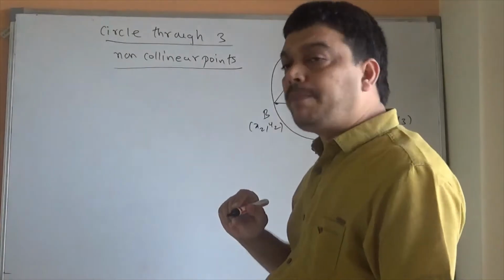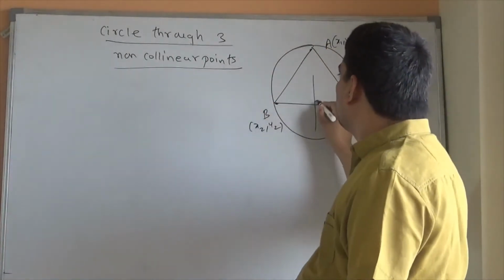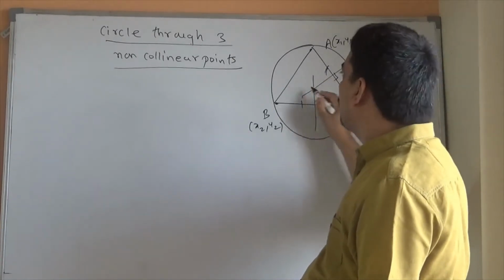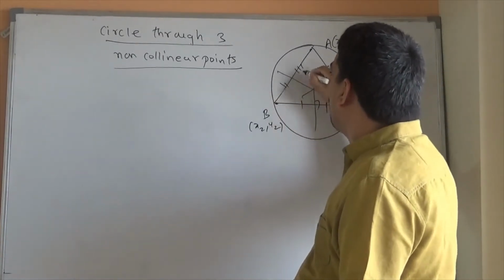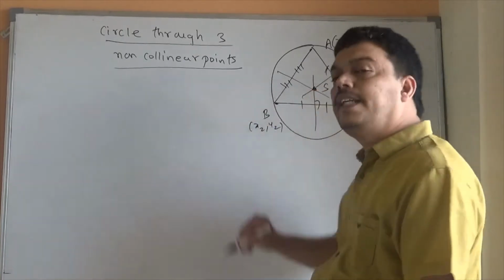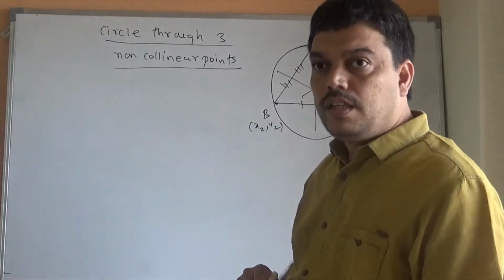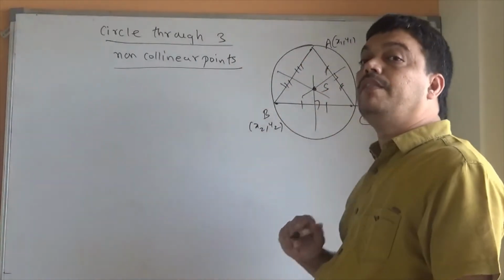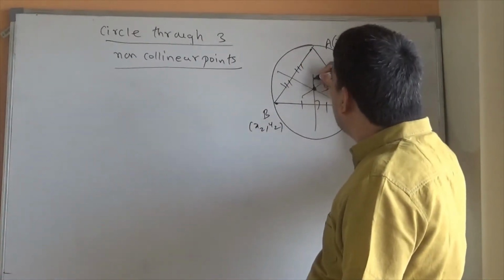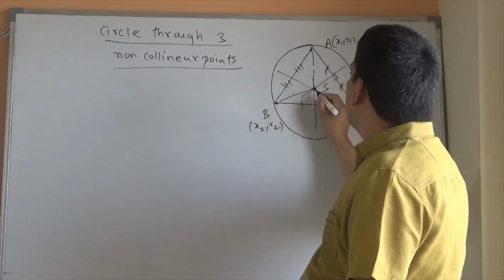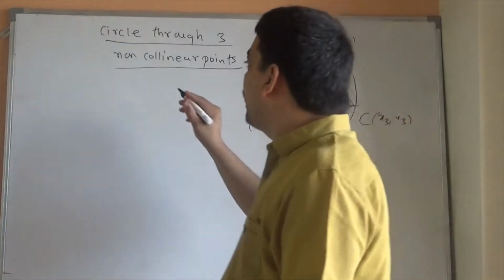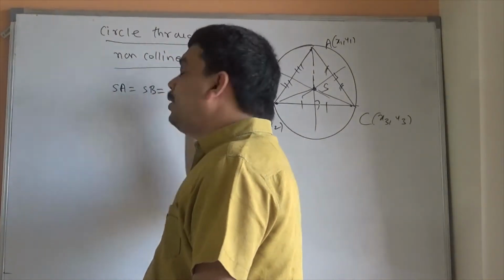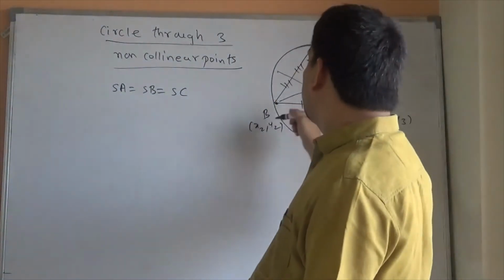Now when I draw the perpendicular bisector of side BC, the perpendicular bisector of side AC, and the perpendicular bisector of side AB, the point where all three perpendicular bisectors meet is the circumcenter of the triangle. We also have a property that this circumcenter is equidistant from the three vertices. So the distance of S from A, from B, and from C is the same. I will write SA equal to SB equal to SC. I am going to use this in finding the coordinates of the center.